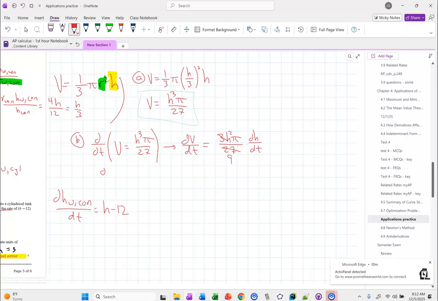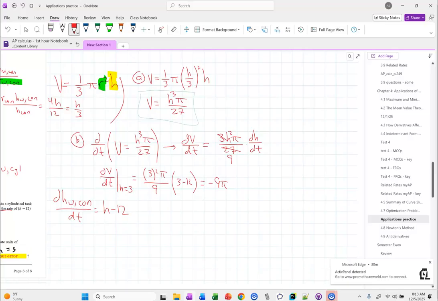So what we have is dv dt when h is equal to 3 is going to equal 3 squared pi over 27 times 3 minus 12. Or negative 9 pi. Feel so far so good?